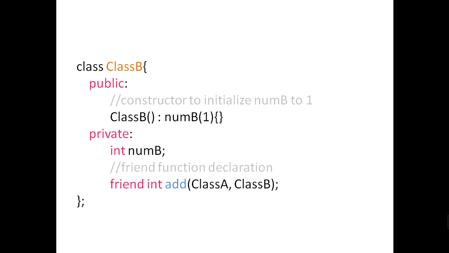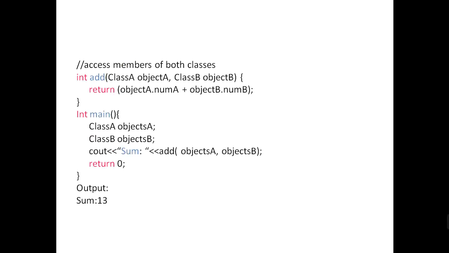Now in class B, the constructor initializes number B, which is another number, with the value 1. Then the private section is the same for number B, which is declared as type integer. Then the friend function int add(class A, class B) is the same for class A and class B, because it is a friend of class A and class B. Now it can access the members of both classes.